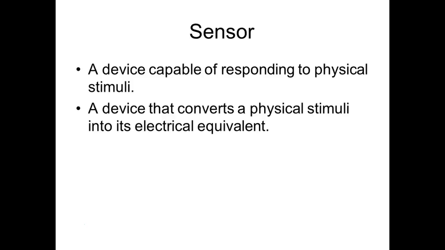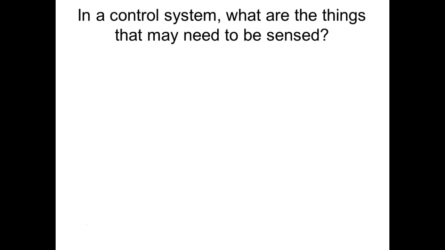So a photoresistor would be a transducer, because a photoresistor does not give an electrical output. It gives us a change in what? Resistance. Now we can easily change that, but it's not giving us a voltage output. We add a fixed resistor in series with it, and we can get a voltage out of the whole sensor. Now in a control system, what are the things that we want to sense?